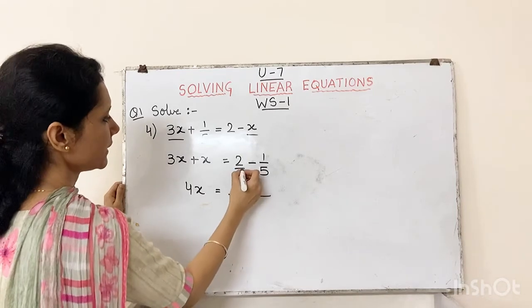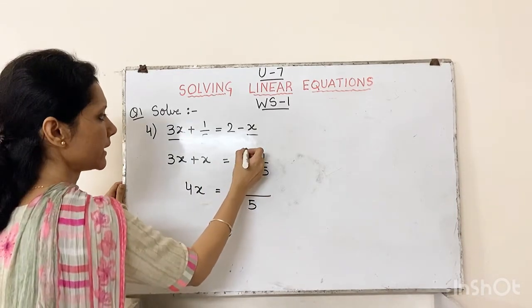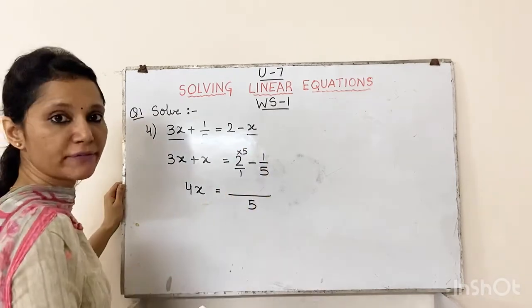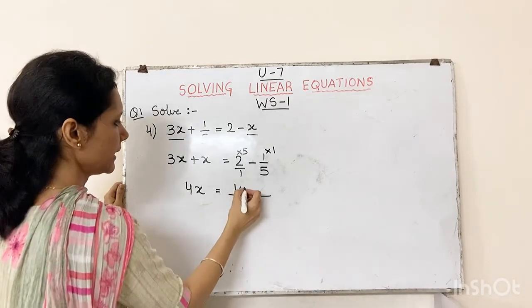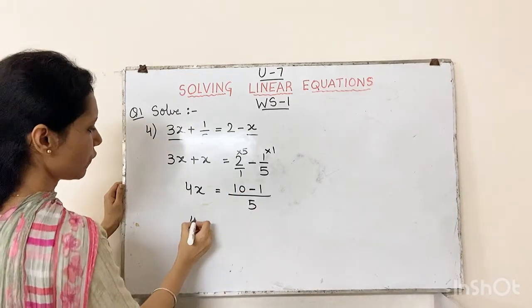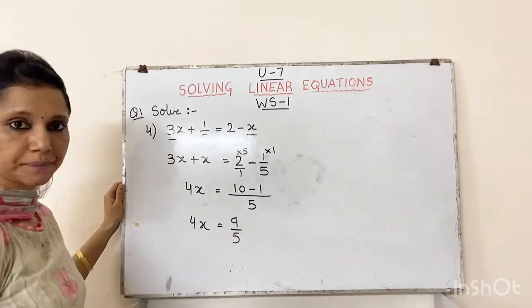So we'll have to find the LCM. 5 divided by 1 is 5, so we'll multiply with 5. 5 divided by 5 is 1, so we'll multiply with 1. So this becomes 10 minus 1. So 4x is equal to 9 upon 5.